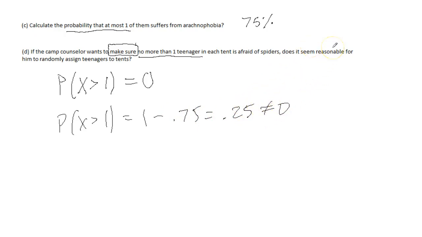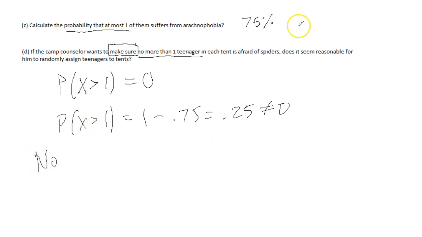That's no good. So the only way that we would actually be able to say, yes, we do want a random assignment, is if the probability of C is 100%. That would mean that the probability of this occurring would be 0% chance, to make sure that no more than one teenager. So hopefully that makes sense. So you should be able to tell that this would be no, pretty sure.